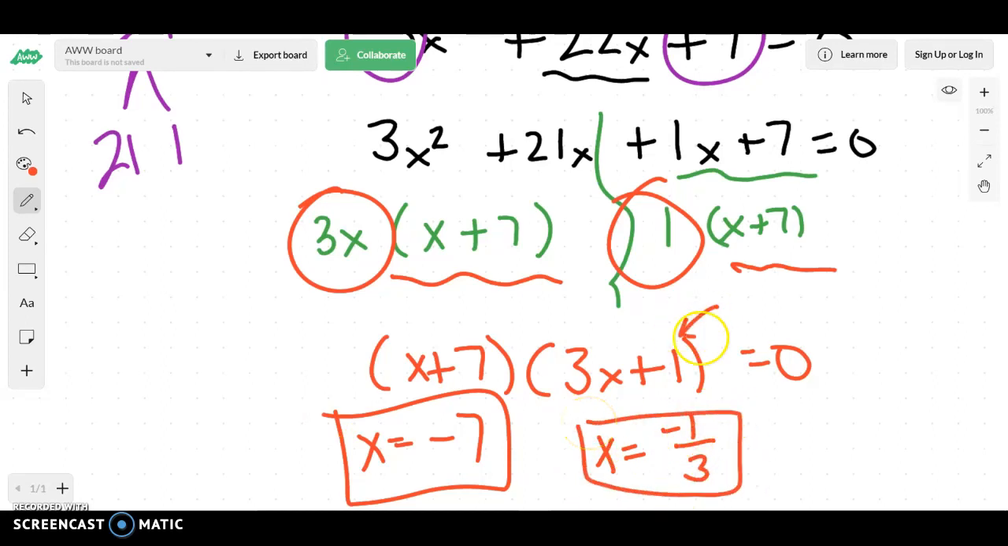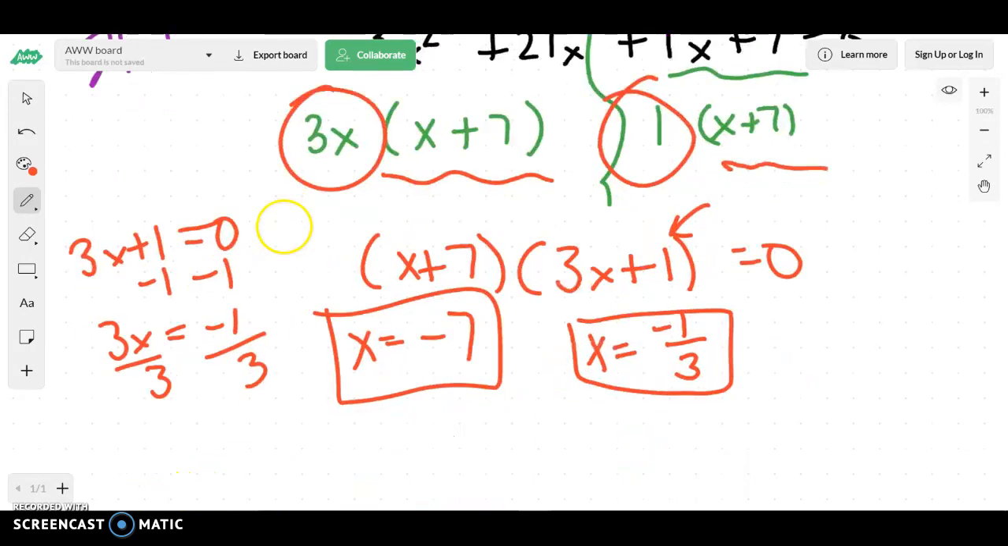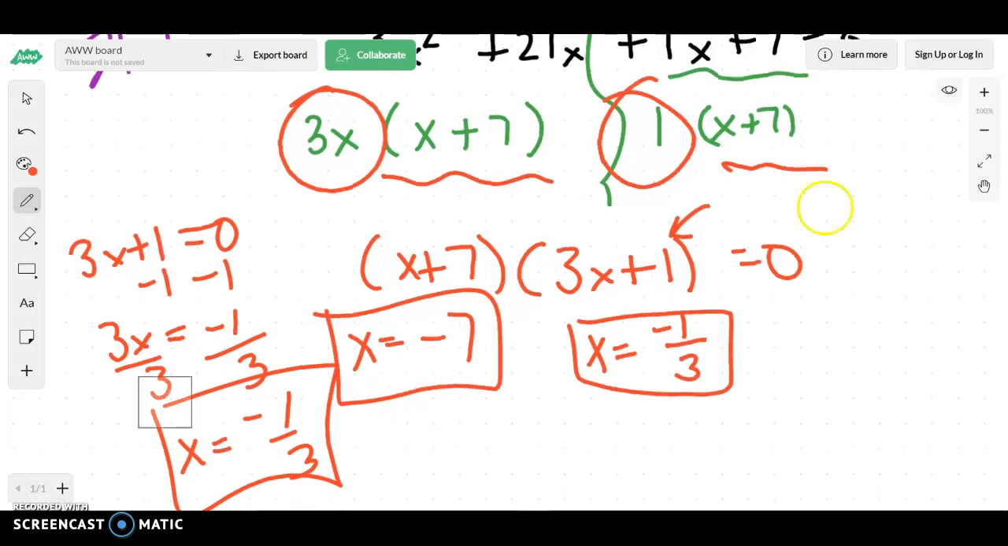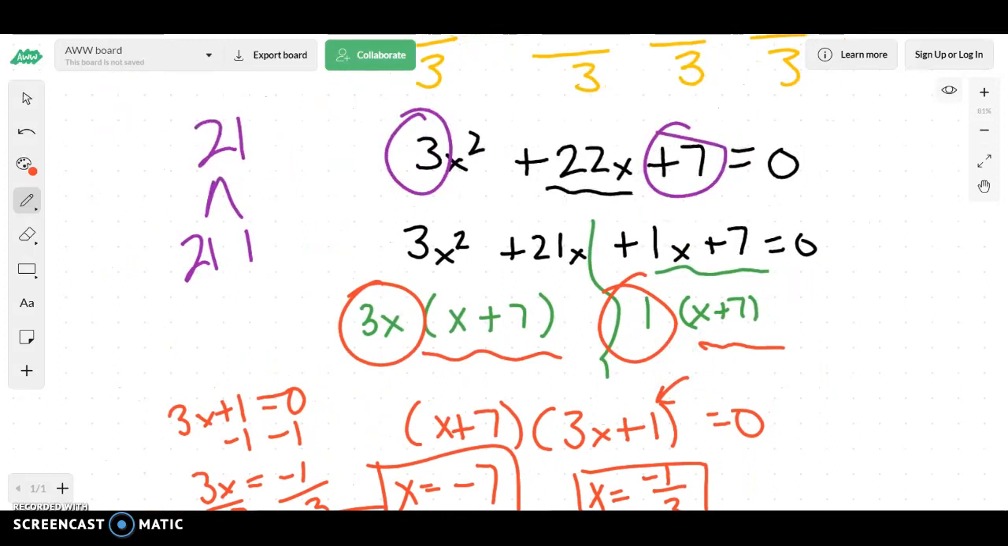Again, if you can't think of that off the top of your head, just set it equal to 0 and solve. And you can see again that your answer would be negative 1/3. Okay? So again, as you solve through these things, the biggest thing to realize for any of this stuff that we do is for factoring, all we're trying to do is break it into its two binomials and figure out what makes that equal to 0.